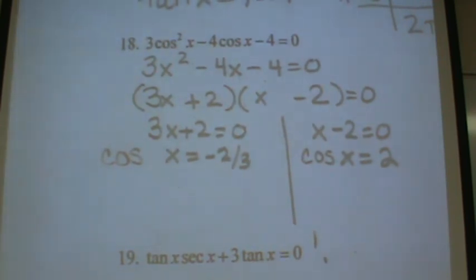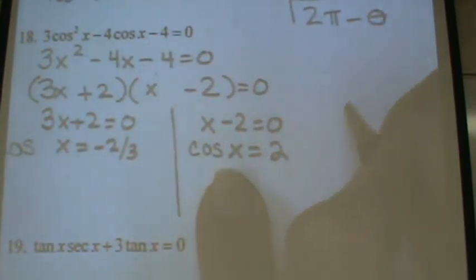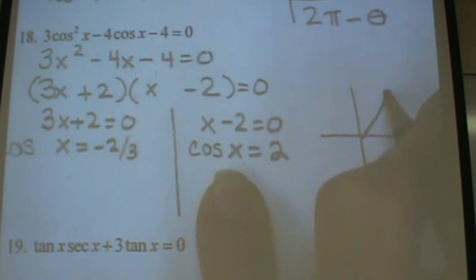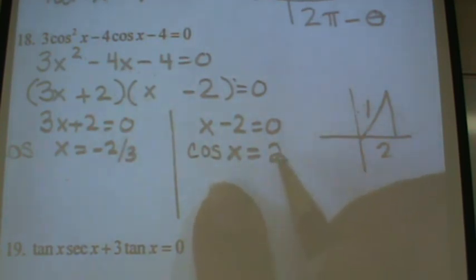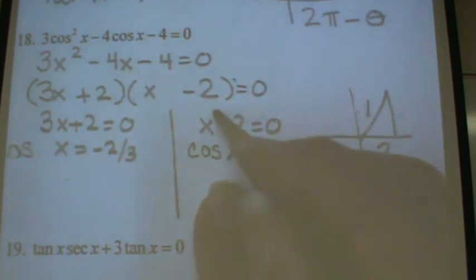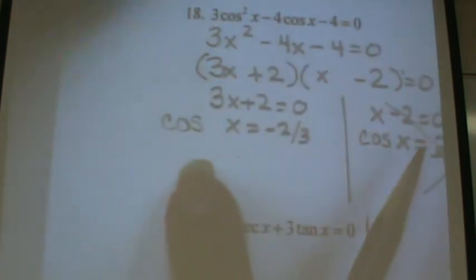Now, let's do the easy side. What's the easy side? That one. Why is that the easy side? Because it's garbage. Can this triangle exist? No. Your leg can't be bigger than your hypotenuse. That's what you're telling me. So that's no solution.